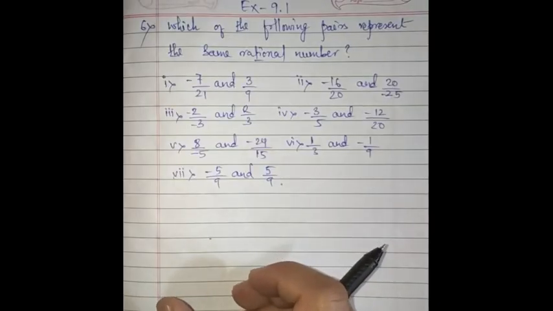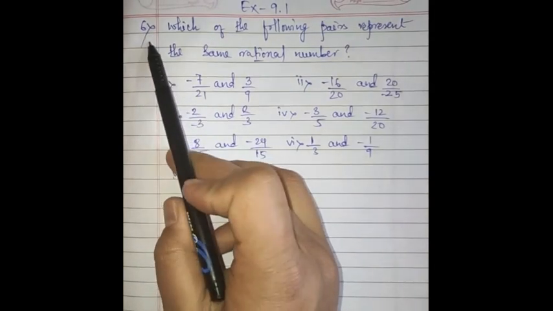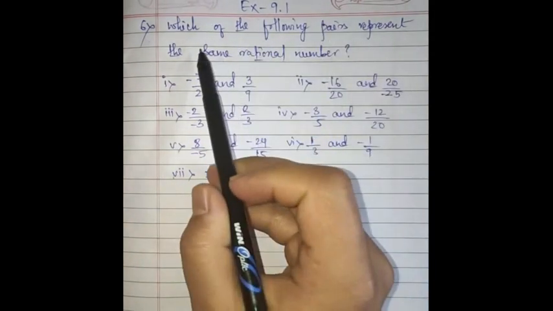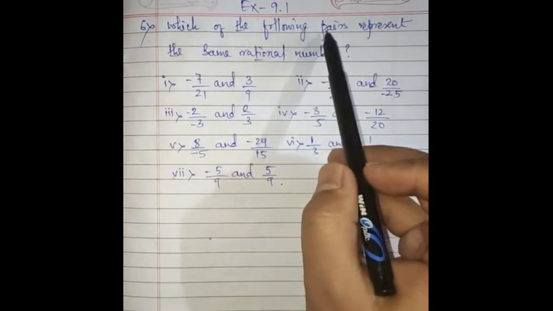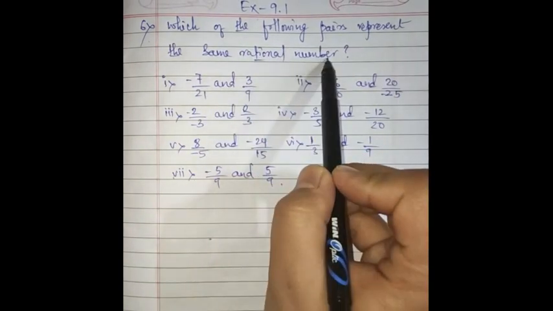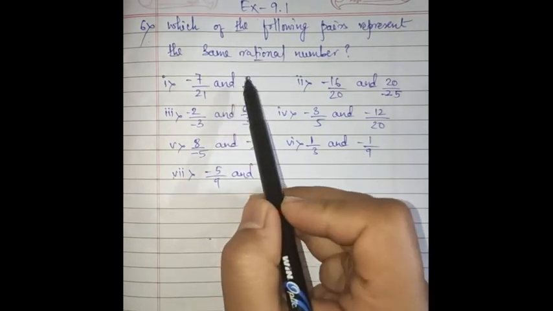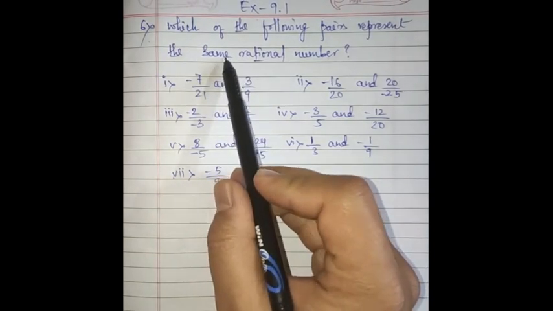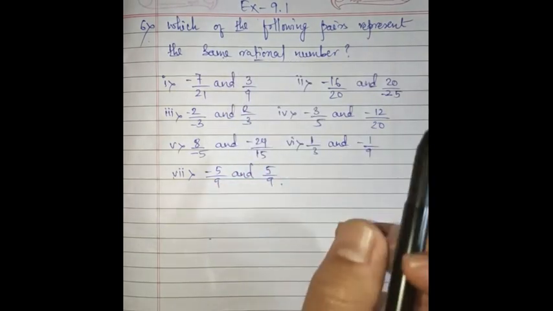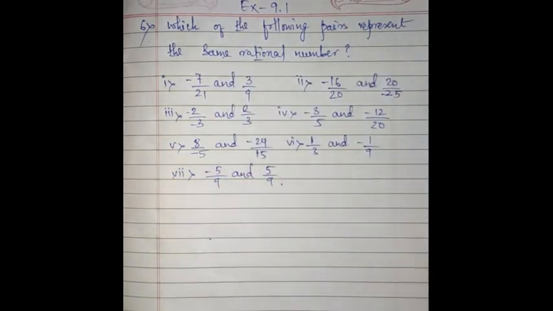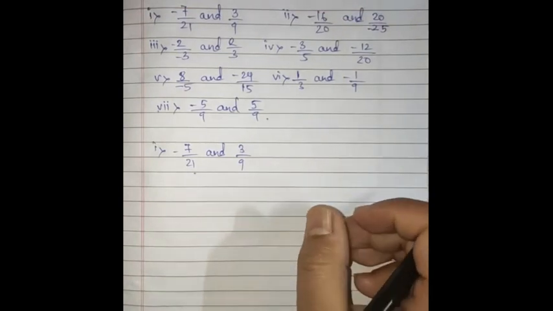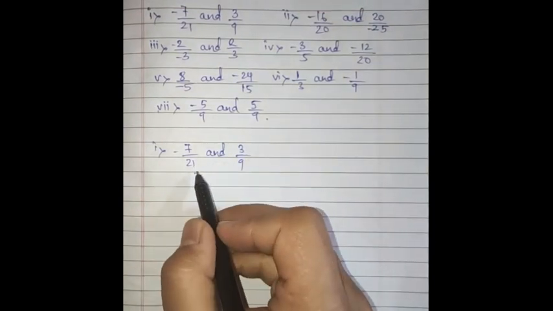Students, here we have the next question, that is question number 6 from exercise 9.1. State which of the following pairs represent the same rational number. So between these pairs of numbers, you have to find which represent the same rational number. To do this, there is one trick that we are going to apply to solve the problem. Okay, so let us start solving without any delay. Here we have the first pair: minus 7 by 21 and 3 by 9.